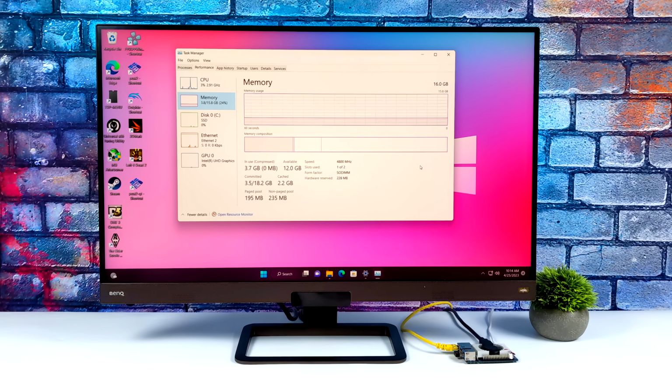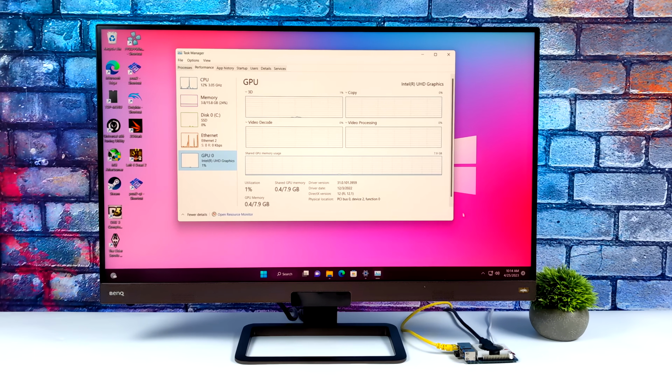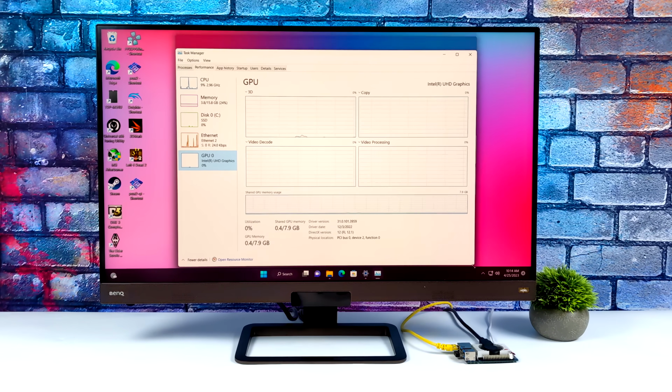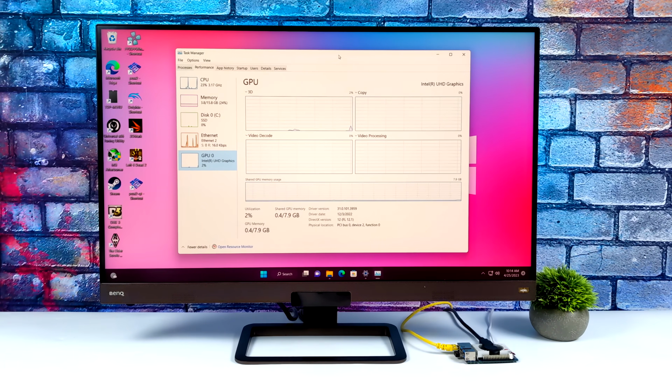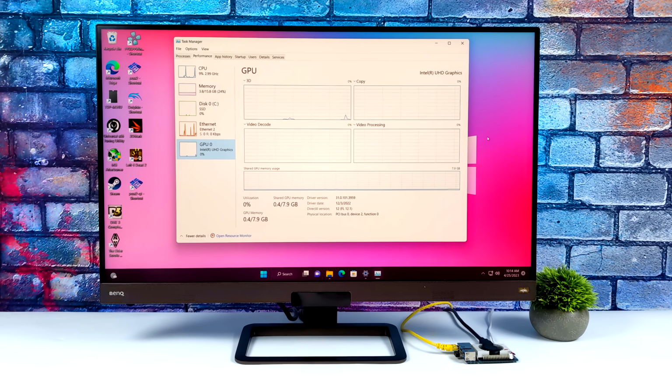But given the GPU here, we're actually getting some really good performance. This is the Intel UHD with only 24 execution units, and of course, it's going to use system memory as VRAM. So at least we've got DDR5 there instead of DDR4.